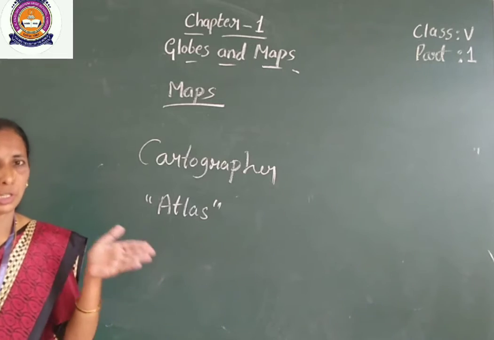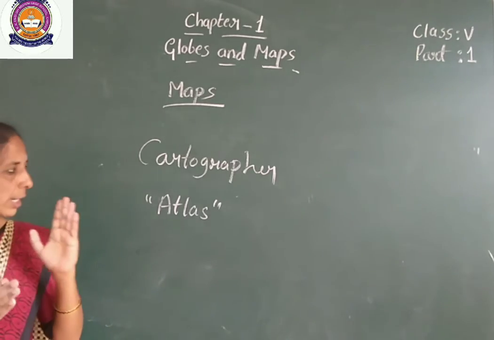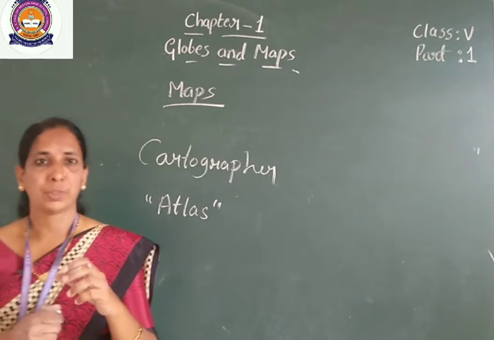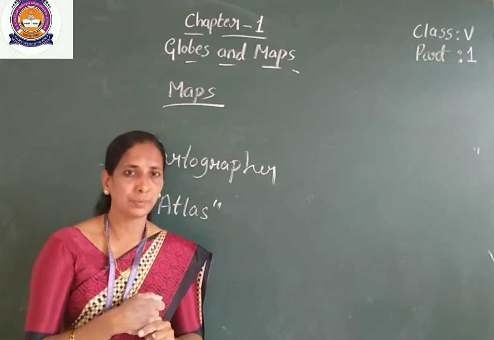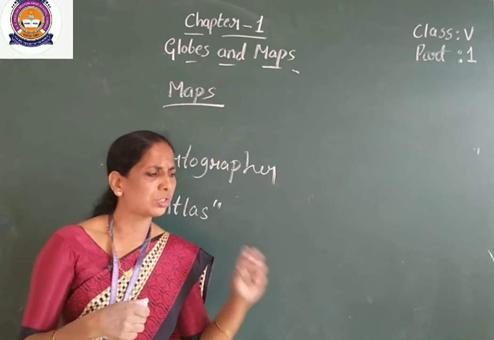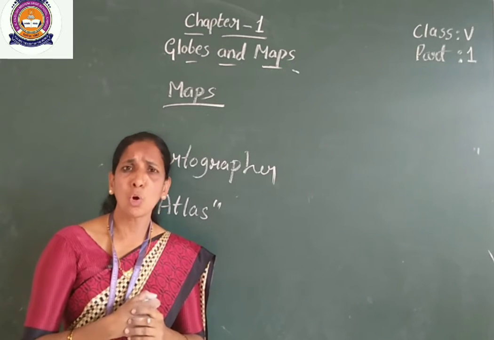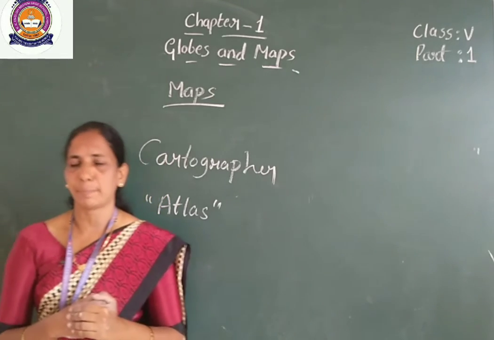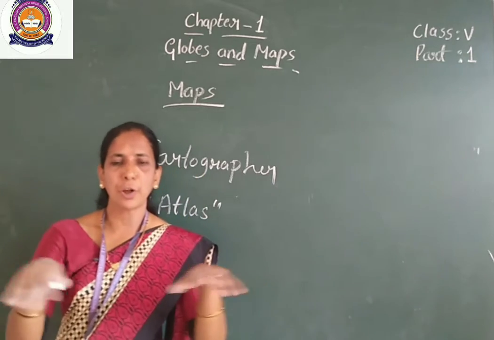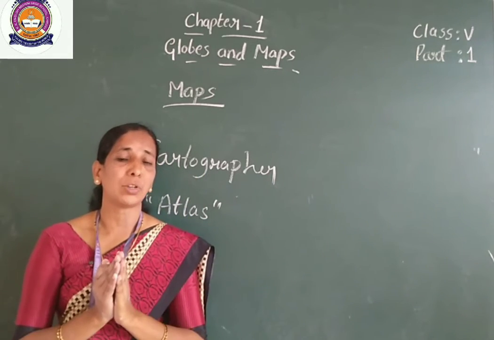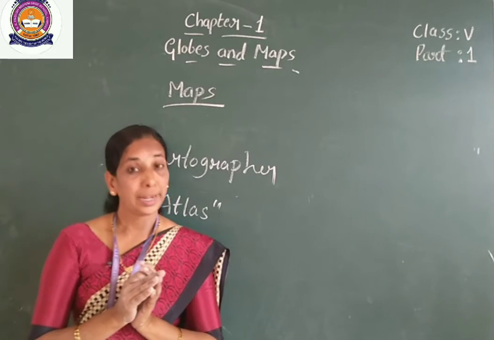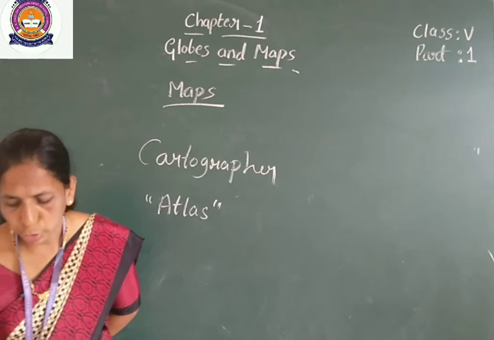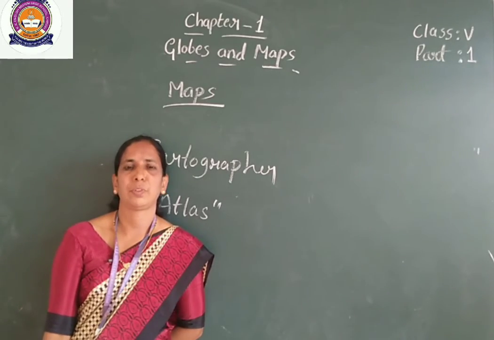So that is about maps. Once again I am repeating this. A map is the representation of the earth. A person who draws a map is called a cartographer, and cartography is the study of maps. A collection of maps in a book is called an atlas. And maps are more appropriate for showing details.